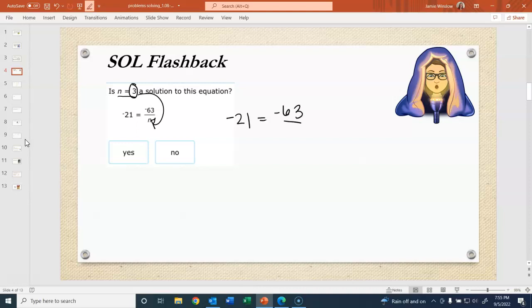Negative 63 divided by 3. Does that equal 21? Now we can grab our Desmos calculator and double check. We can also do this by hand. We know that 3 goes into 6 2 times and 3 goes into 3 1 time. It is a negative. So in fact, it does balance out. n equals 3 is a solution to this equation.